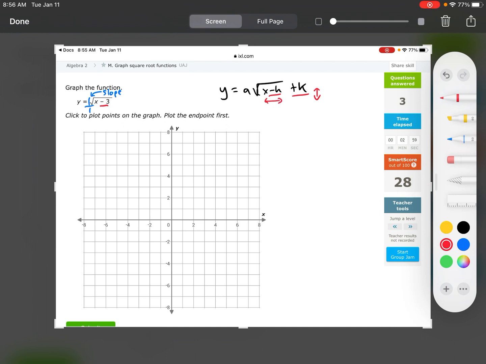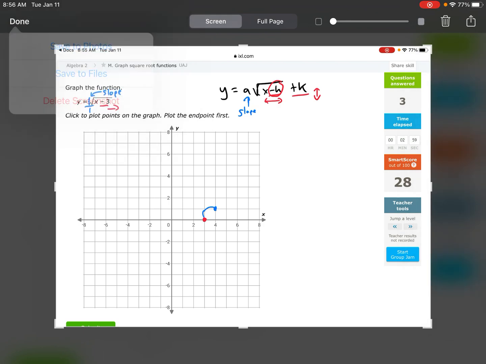But because, and of course this is the slope, right? But because this number here is minus h, it's the opposite of h. A negative means opposite in mathematics. So in this case, when we see x minus 3, we're actually moving it to the right 3, the vertex. So it's going to be right here, and then our slope is going to also be 1 over 1, and that will be this graph here.